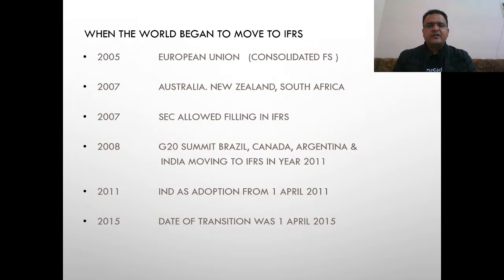In 2007, Australia, New Zealand, South Africa also moved to IFRS. In 2007, another major breakthrough was SEC allowing filing in IFRS, which helped a lot of European companies who were listed on US stock exchange to avoid converting their financial statements into US GAAP, which was a major breakthrough.